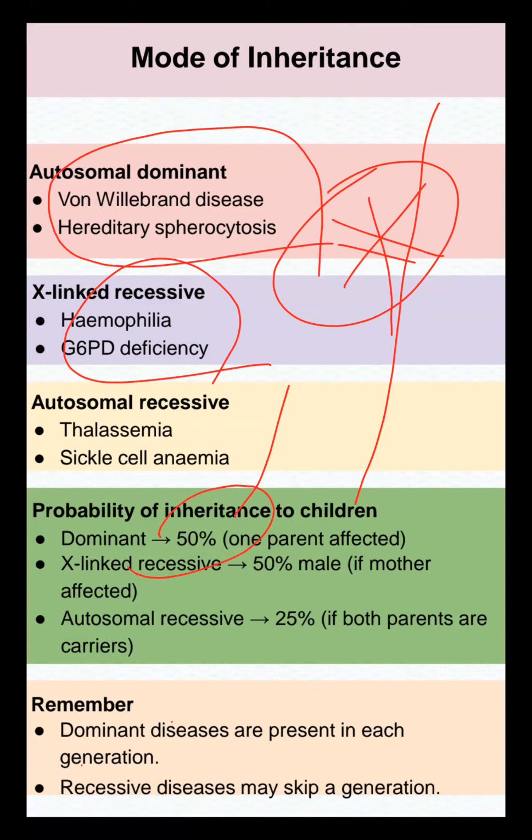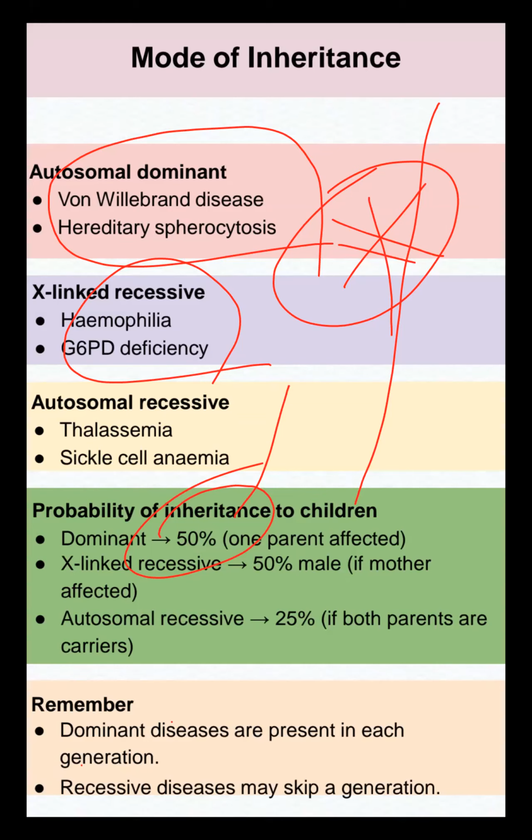Dominant means 50% transmission. Like a patient with HCM, an autosomal dominant disease. So 50% will be transferred to the child, and 50% will not be carriers. They will be normal. So 50%.